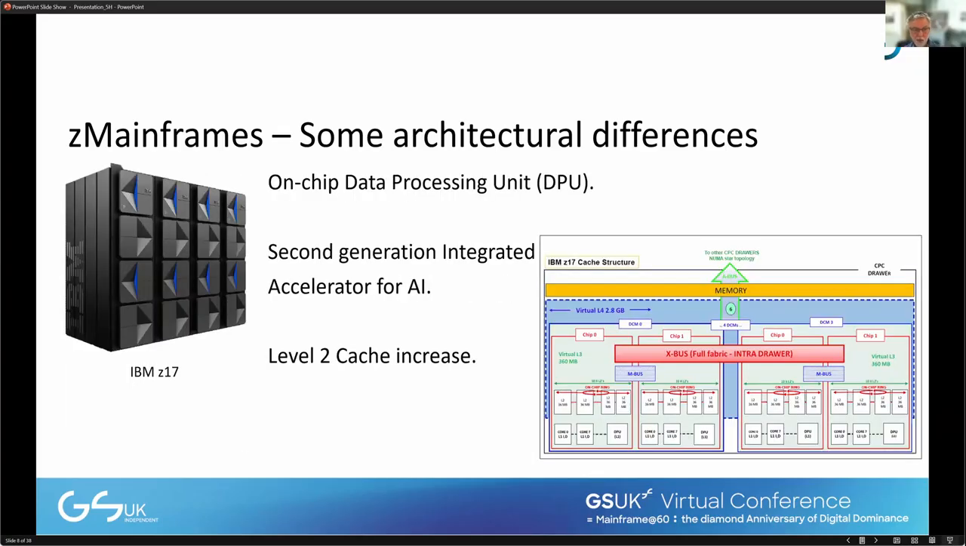So as we've hopefully recently heard, Z17 is now announced. And what's interesting here is an on-chip data processing unit, which is incorporating I/O activity. That's a very interesting move forward. The second generation of the integrated accelerator for AI, and of course changes to the sizes of the level 2 cache, for example. So that's basically the architecture I'm looking at.